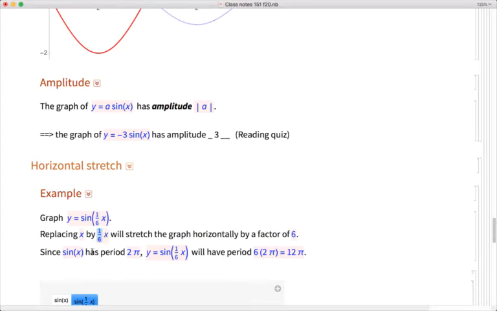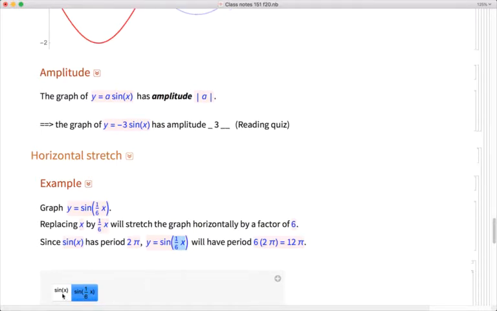All right, so if you remember just a second ago, sine of x has period 2 pi. So when we get this horizontal stretching, the graph for sine of 1/6 x should have a period that's 6 times bigger. Right, so I'll show you the two graphs.